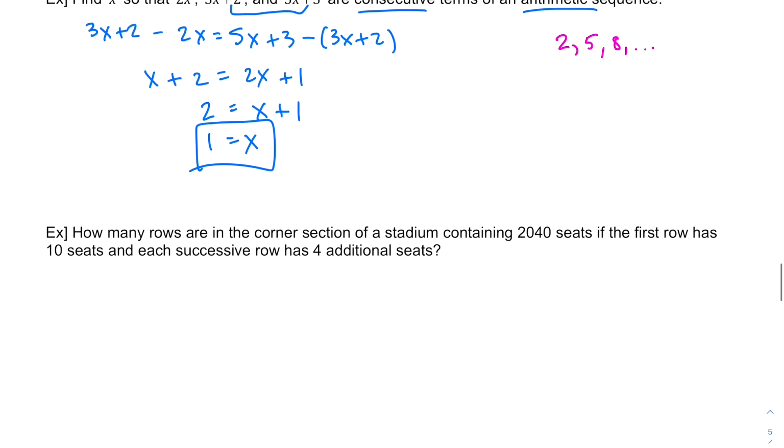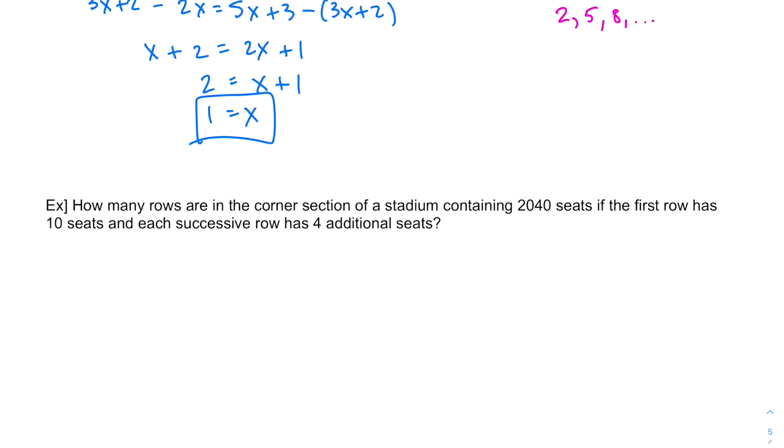And let's try one more example for this section. How many rows are in the corner section of a stadium containing 2,040 seats if the first row has 10 seats and each successive row has 4 additional seats?